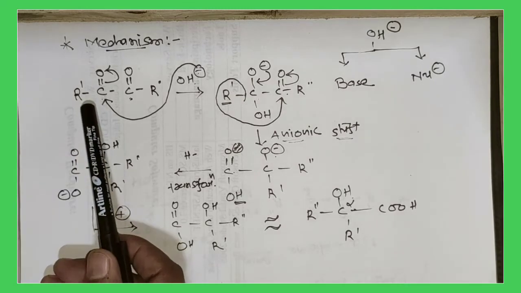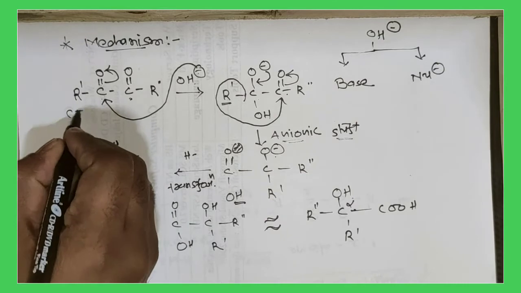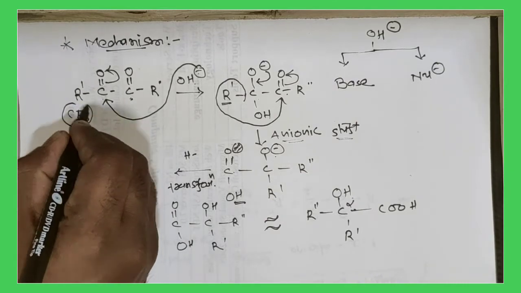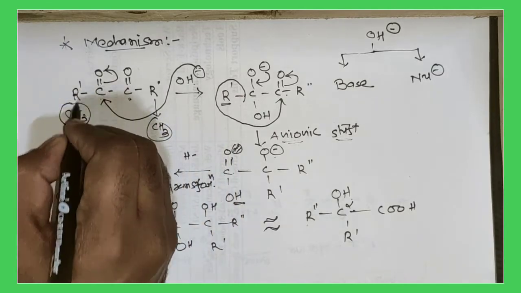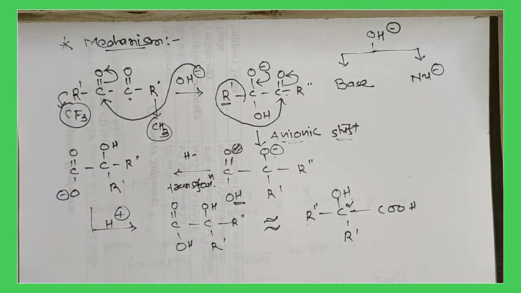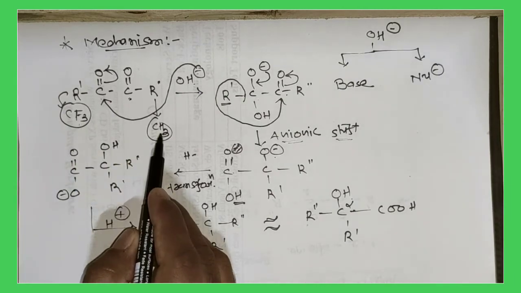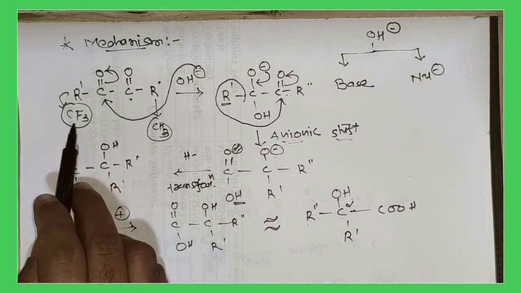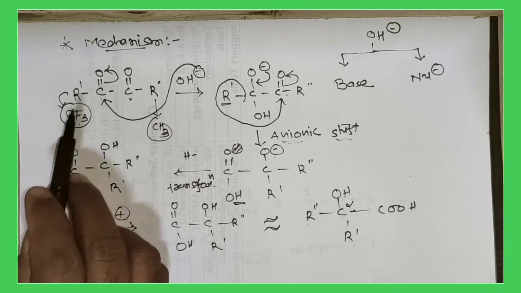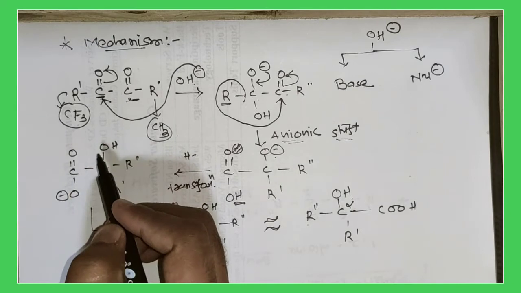Suppose here I am adding CF3. Suppose this R' is CF3, to take a simple example, and this R' is the methyl group, right? In this case, fluorine is more electronegative as compared to hydrogen, because CH3 acts as an electron donating influence, and CF3 acts as an electron withdrawing influence.